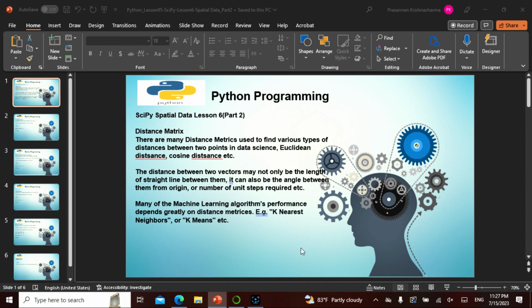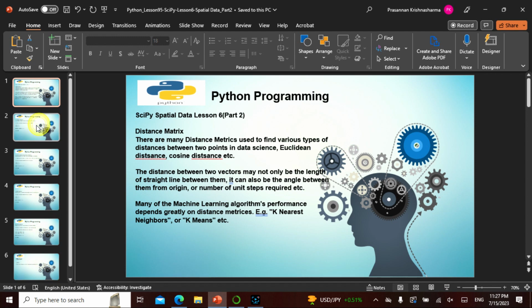Many of the machine learning algorithms have performance that depends greatly on the distance metric, such as k nearest neighbor or k means. If you want to find the optimization, you would always go for the nearest path. So if this is a and this is b, the cost of computing from here to here is more, whereas if you find the shortest distance where you can cover the entire length, that is super, and that is machine learning.